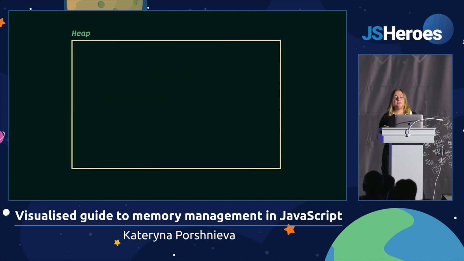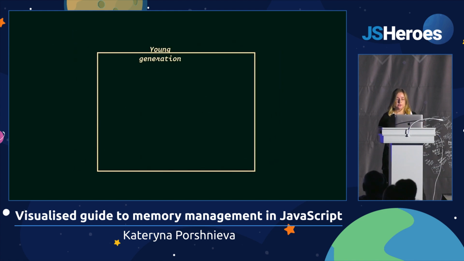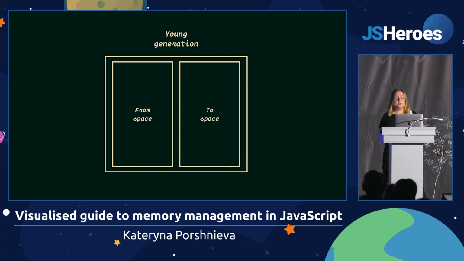Now, let's look at how V8 does garbage collection. So the heap is split between two main generations, young generation and old generation. Let's look at the young generation first. It's called young because this is where all of the new objects get allocated. It is relatively small, usually between 1 to 8 megabytes. And inside, it is split into two equal parts.